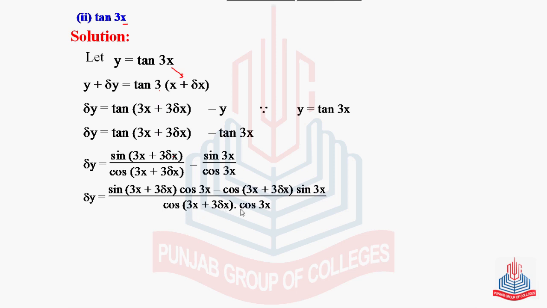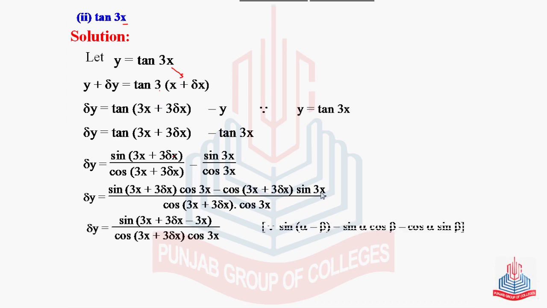The cos(3x plus 3 delta x) into cos 3x will be the LCM. So simplifying this, it becomes sine(3x plus 3 delta x) into cos 3x minus sine 3x into cos(3x plus 3 delta x), where the cos will multiply with the sine like this. And now we actually have sine alpha cos beta minus cos alpha sine beta, which is the open form of the formula for sine(alpha minus beta). We can merge it into sine(alpha minus beta).